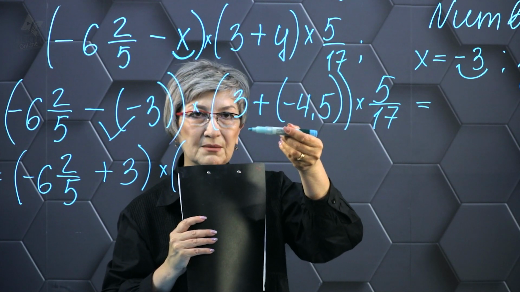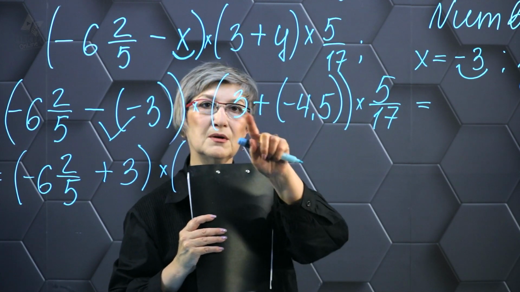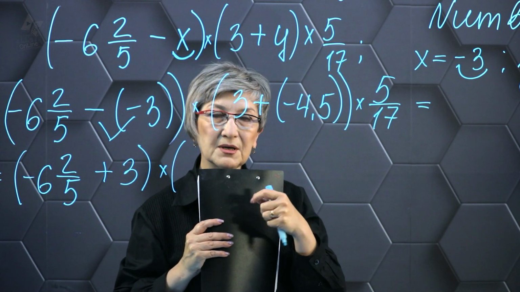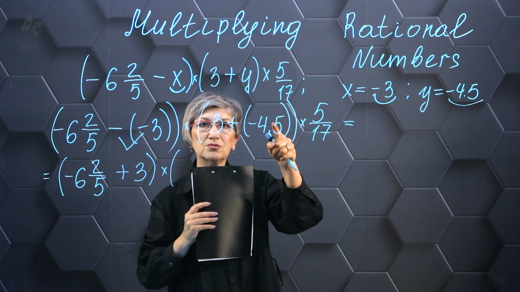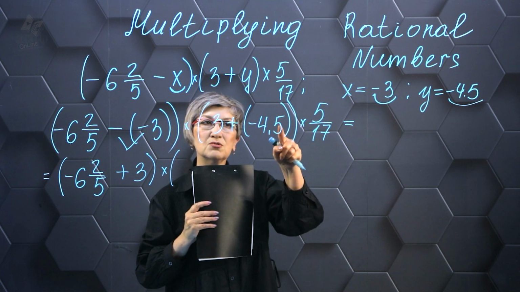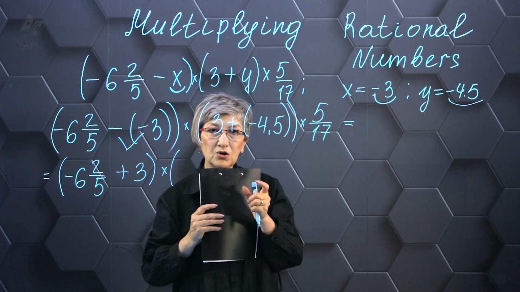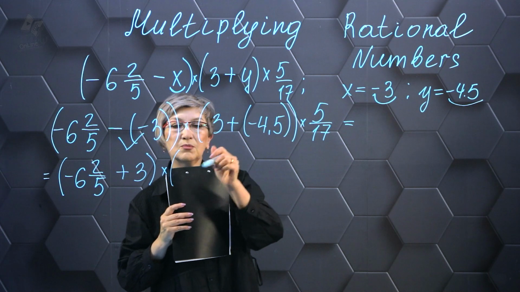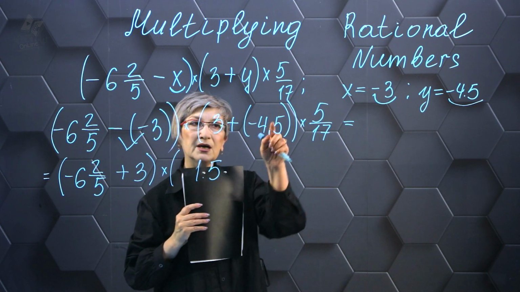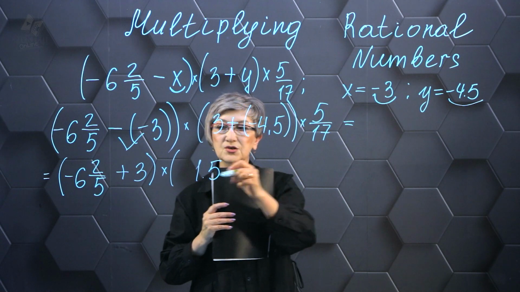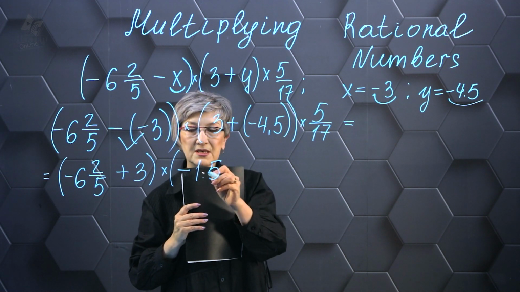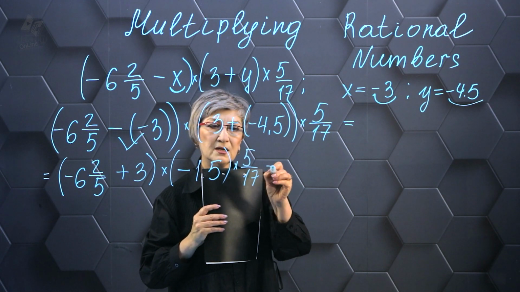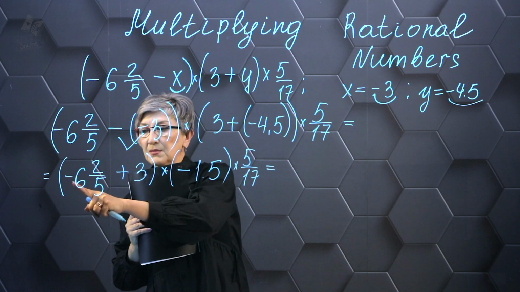We can also leave this notation and add the two numbers with different signs. Recall the rule. To add two numbers with different signs, I must subtract the smaller modulo number from the larger modulo number. Minus 4.5 is the larger number. Then 4.5 minus 3 is 1.5, but 4.5 is a negative number, so I put a minus sign in front of 1.5 and multiply by 5/17. And then we do the math, minus 6.25 plus 3.